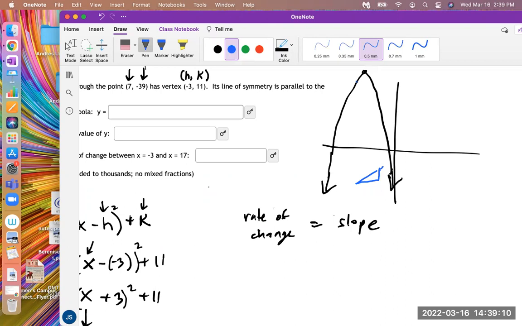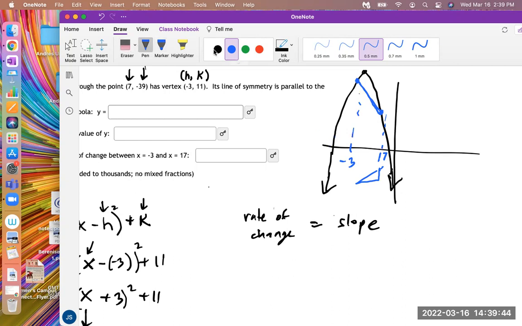Let's say these two points are given. Say this is at x equals negative 3, and that's at the other place, 17. I'm not sure it's drawn exactly right, but you get the idea. Then I need to find the slope between those two points, as if it was a straight line between those two points.